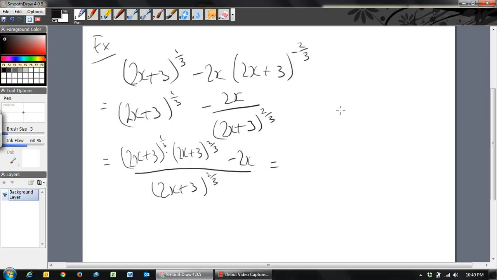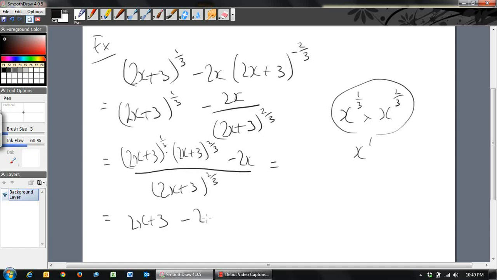Okay, let me just do another example. What's x to the 1/3 times x to the 2/3? Remember what you do with your powers? You add them together. So that's x to the power 1/3 plus 2/3, which is 1. Same deal over here. 1/3 plus 2/3 is 1, so all you're going to get is 2x plus 3 minus 2x over 2x plus 3 to the 2/3. I'm getting messy, aren't I? It's a little bit hard on this tablet. And that's just going to cancel out to 3 over 2x plus 3 to the 2/3.